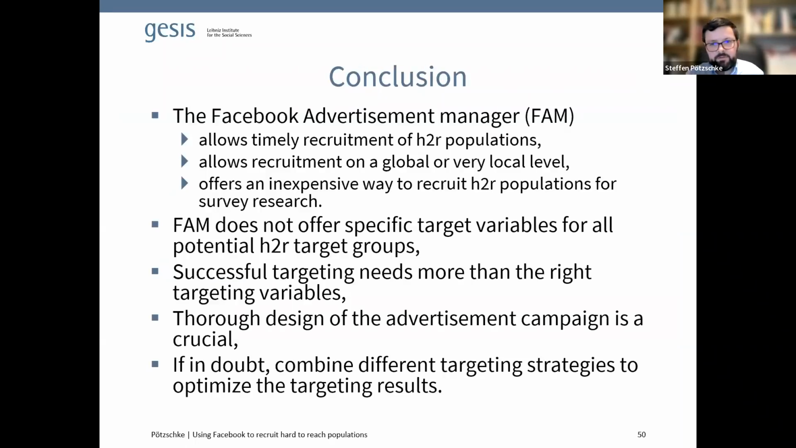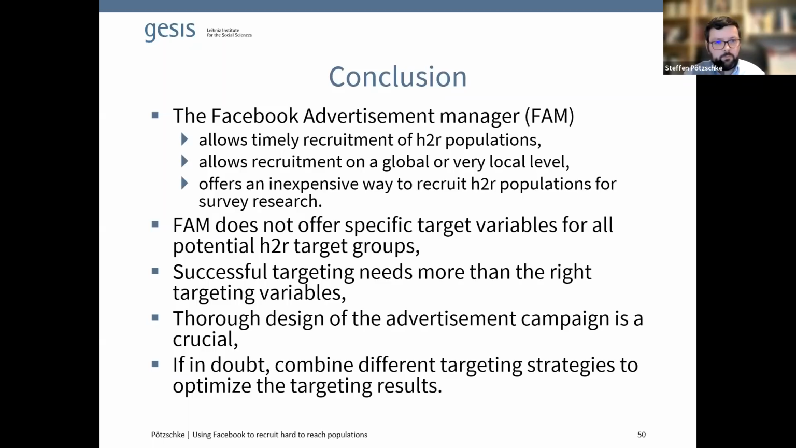Conclusions, very shortly, basically that's what already has been mentioned on previous slides as well, and in the previous 2 sessions also in part. The Facebook Advertisement Manager allows us to reach populations in a timely manner, on the one hand on a global level, but also at the very local level. It does, however, not provide specific target variables for all possible hard to reach target groups. This is why successful targeting needs more than the right targeting variables.